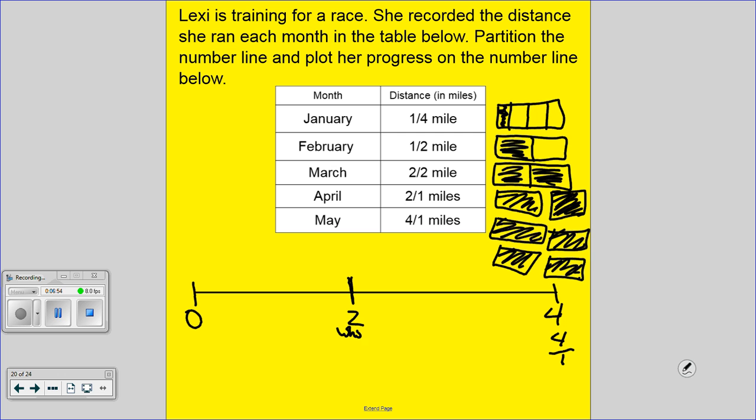I might even write it in there just to remind myself. What's the fraction that's represented for 2 wholes? What fraction would I write? Georgiana, what would I write? No. 2 halves is equal to 1 whole.